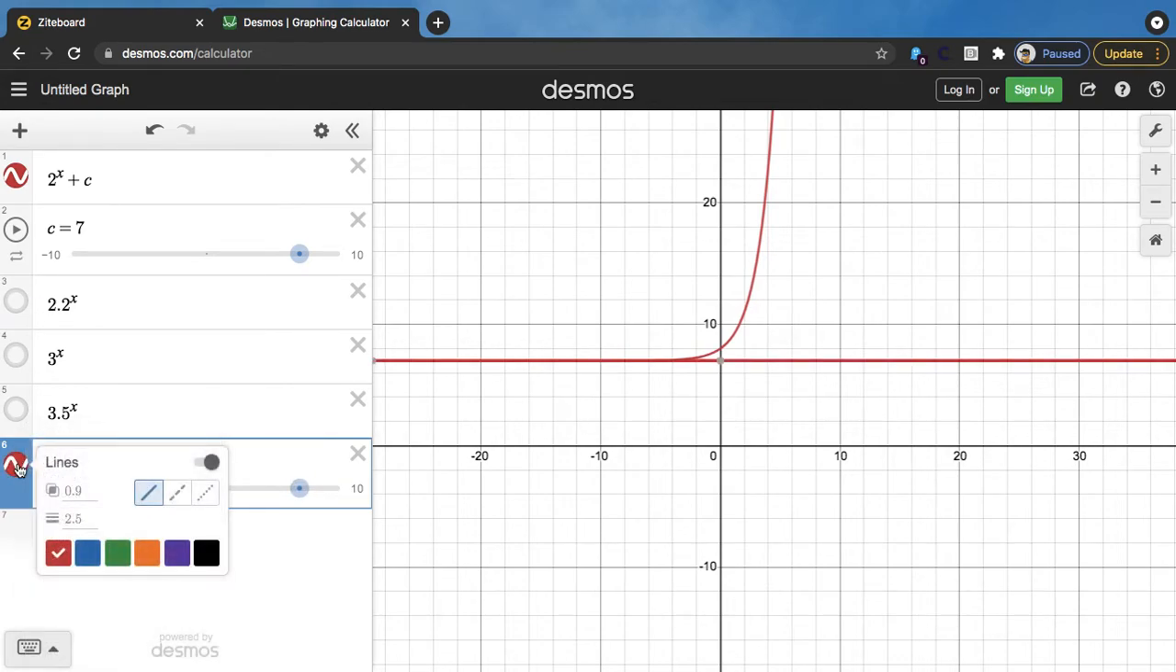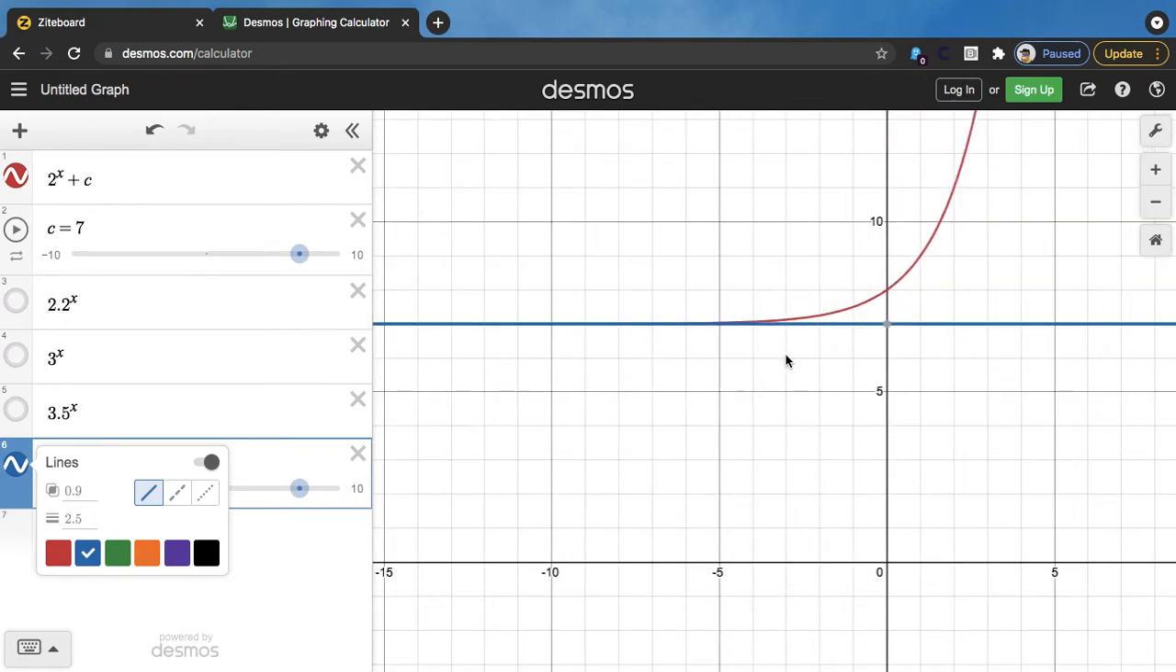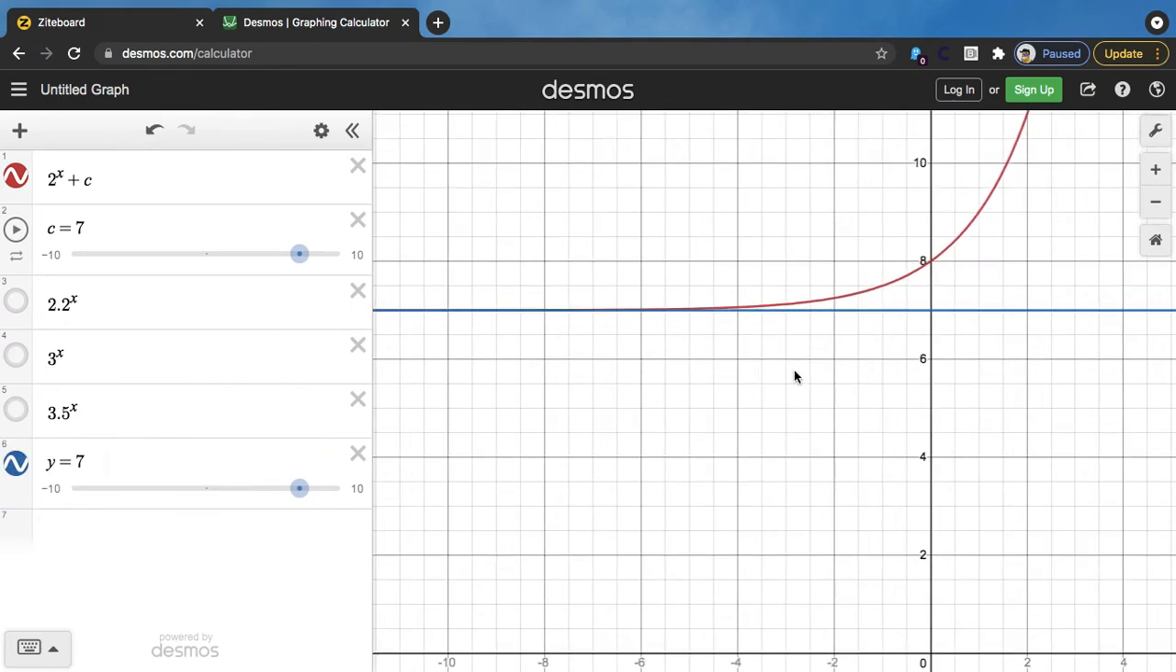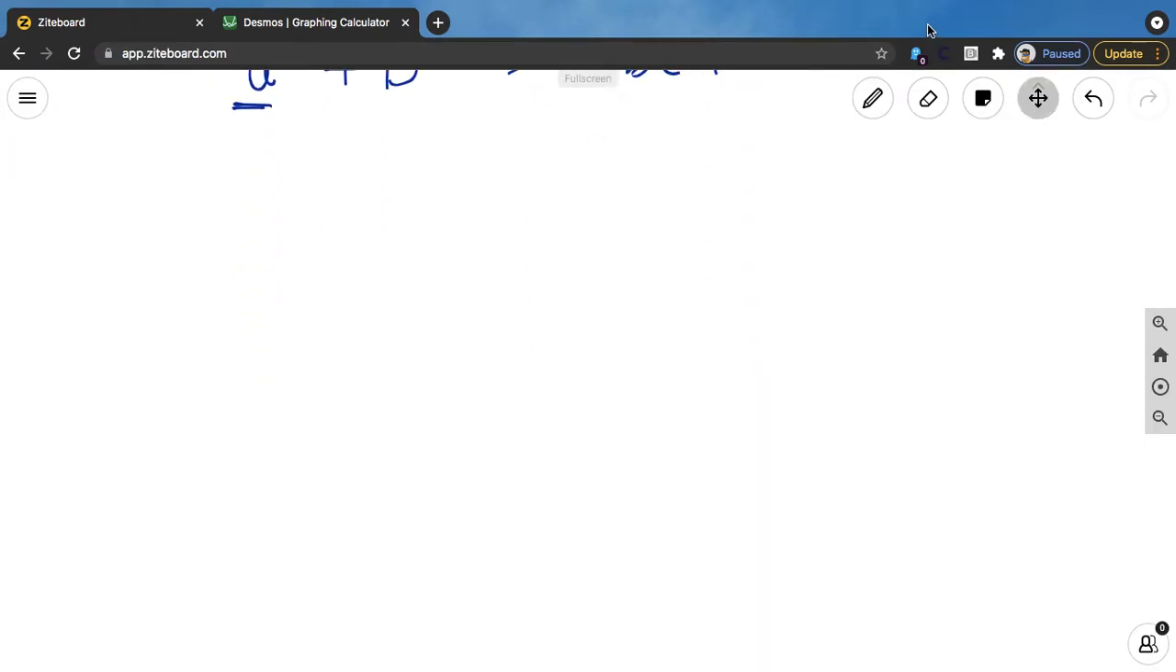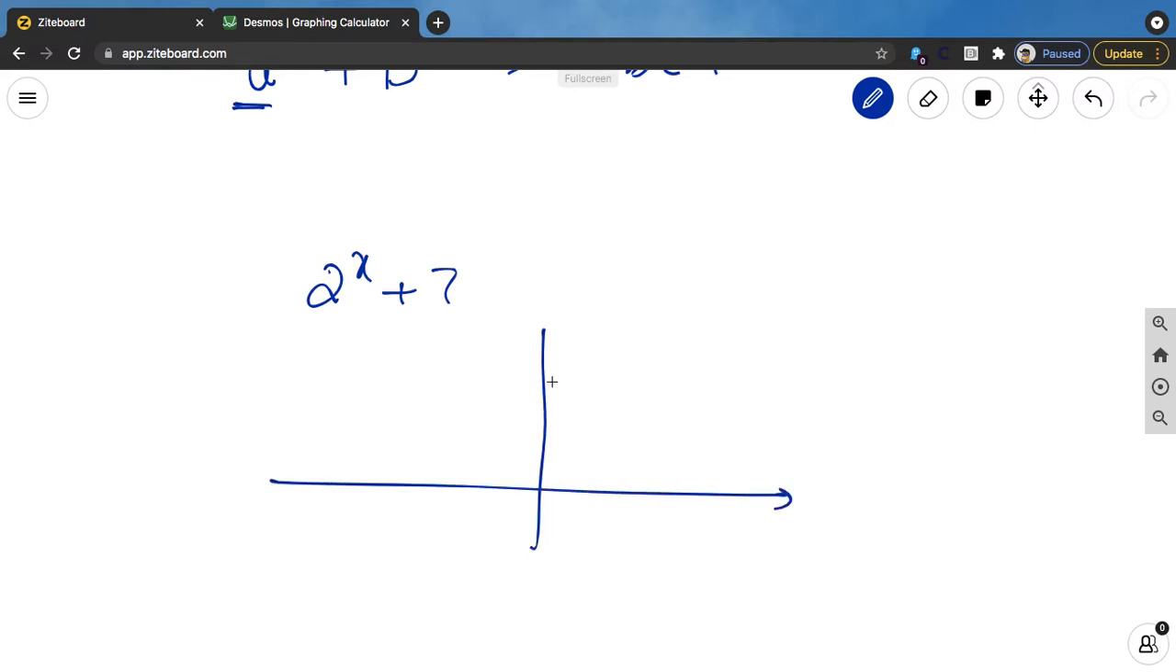The reason I am doing this is to show you that while the graph is getting shifted up 7 units because there is a plus 7, the horizontal asymptote, which was y equal to 0, has also moved to y equal to 7. So now the graph, it was 2 raised to x plus 7, will now move up.